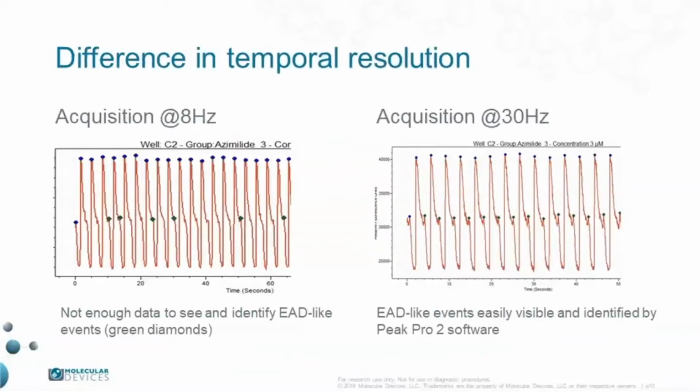The difference in temporal resolution I can show you here with the cardiomyocyte assay: at 8 hertz, you can see peaks, but you can't see the details surrounding the secondary peaks or the peak elongation when treated with compounds such as hERG blockers. With our high-speed camera, even at 30 hertz, you get a great amount of detail and you can capture the secondary peaks.